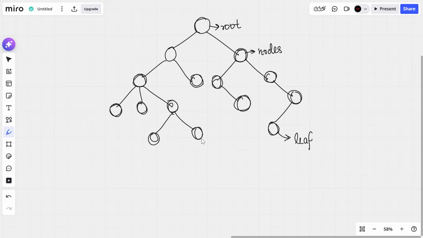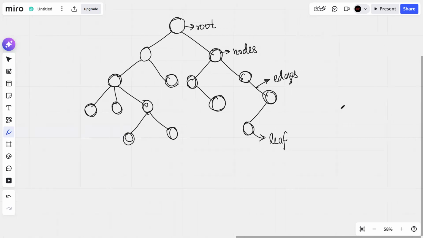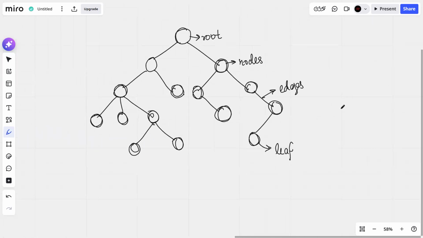Now, these links are called edges. Edges are nothing but the links which connect a parent and a child. So we have root, node, edges, and leaf. These are four terms of a tree.